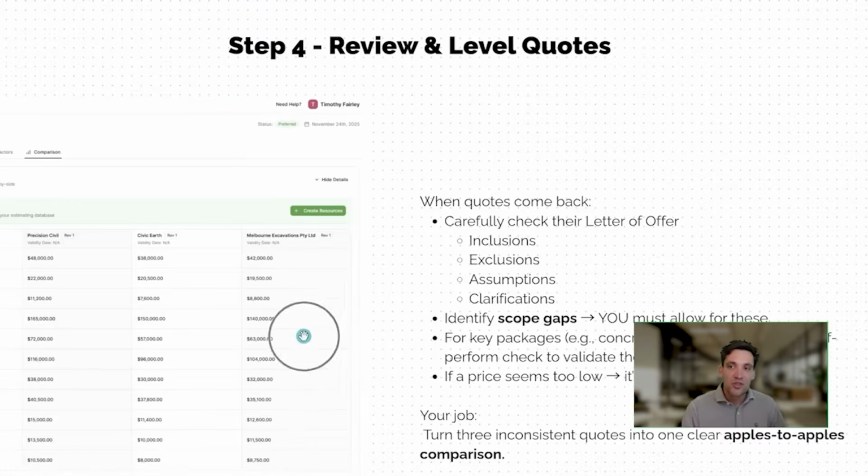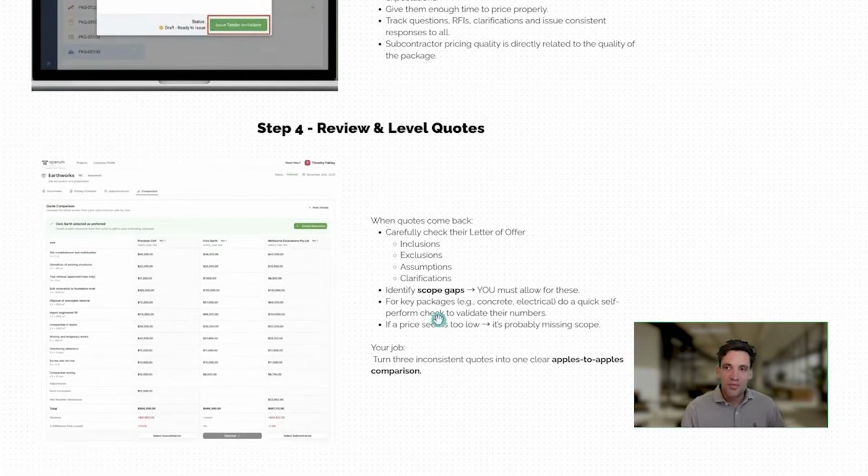Now, once you do get your quotes back from them, every quote they give you is going to have different inclusions, exclusions, assumptions, clarifications. So what you need to do is look at the quotes you get. You need to level the bids. What this is, it's the process of clarifying scope gaps. You can either go back to the subcontractor and ask them to update their price to include your requirement, or you can simply make allowances for it.